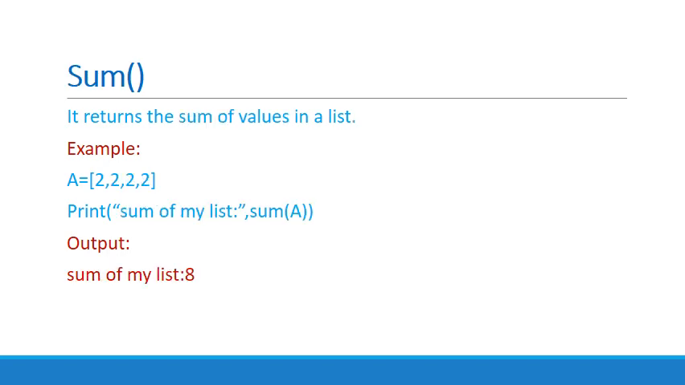Next, sum function. It returns the sum of values in a list. So it will add all the numbers in the list. So we will get the output as 8.